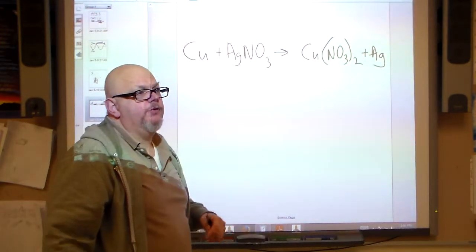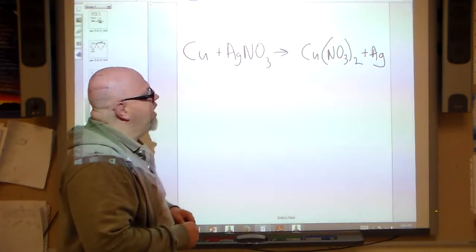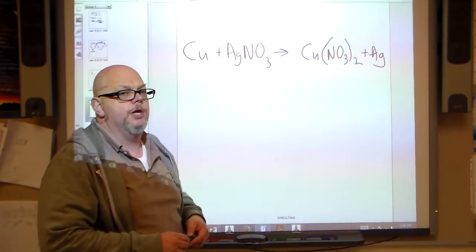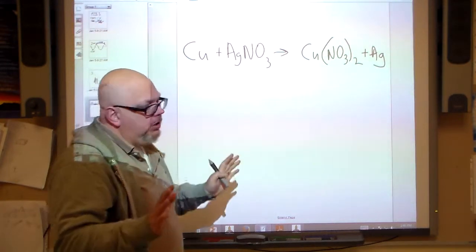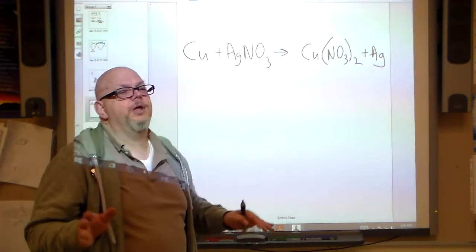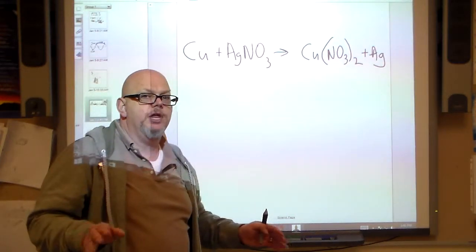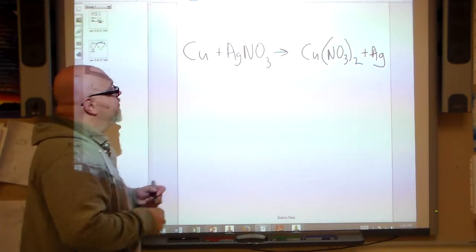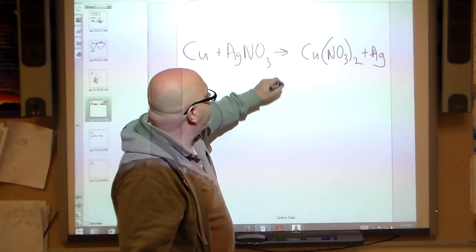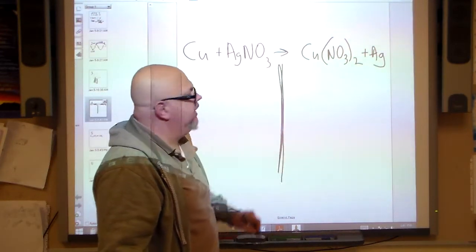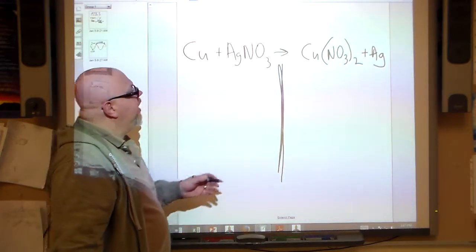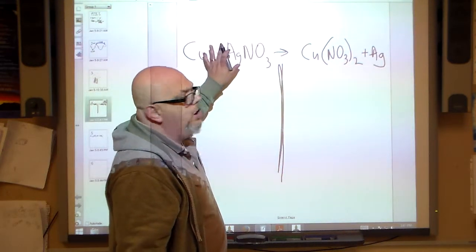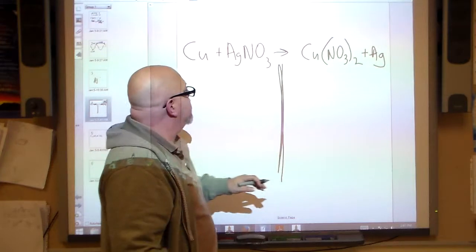So what we have here, for example, is what they call a single displacement reaction. But we're going to talk about displacement reactions and all that on another video. I want to focus just on how I balance this. First thing I would do is make a dividing line, so I can separate my reactants from the products.